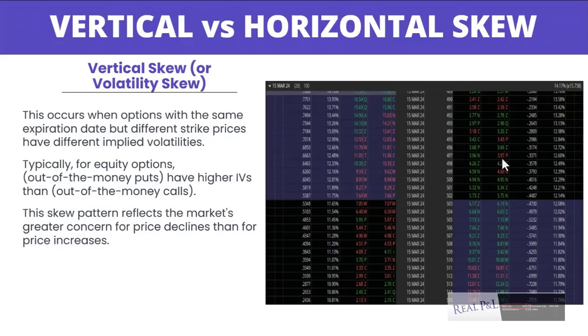The puts that are out of the money, let's say at around a delta of 40. So here's one around a delta of 40. You can see the implied volatility on the puts is 12.29. And then if you look at the 40 right here, the 40 delta call that's out of the money, it's around 11.2 volatility. So the price is relatively lower compared to the same 40 delta put.